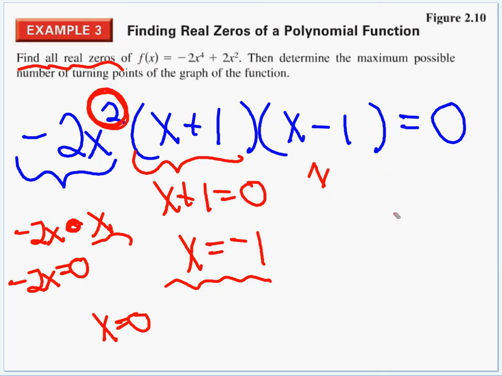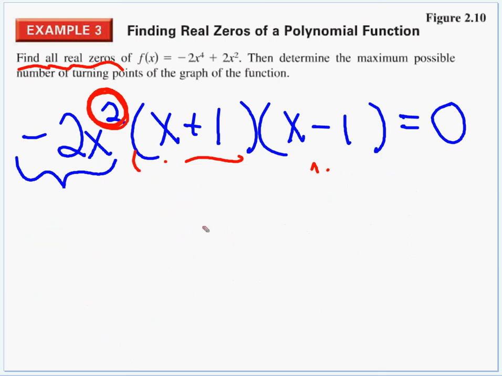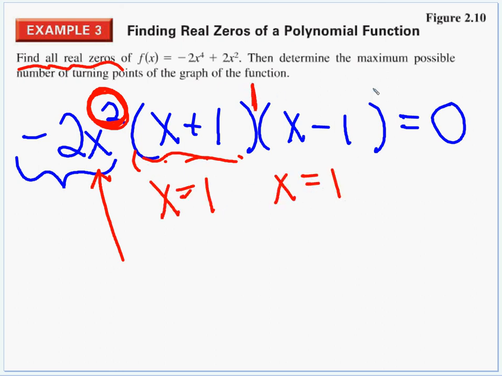And the general rule is when you're at a repeated 0, you're going to bounce off the x-axis on the graph. So here on our graph we would bounce or not cross the x-axis. These other ones, when we had x equals negative 1 and 1, since these are first power, the graph will cross the x-axis.